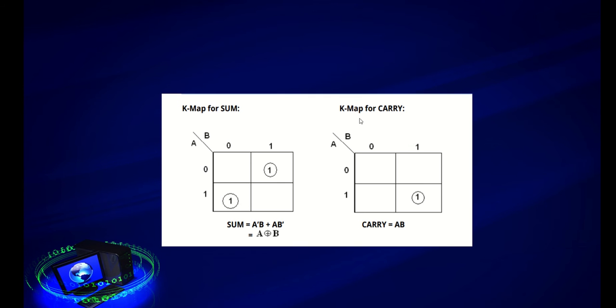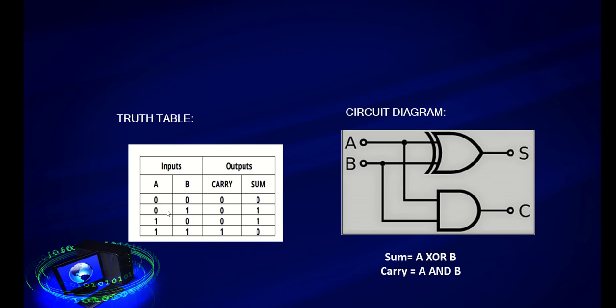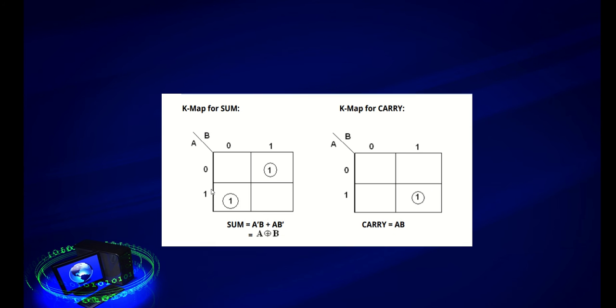The K-map for sum and K-map for carry is being given here. We know we have to perform K-map with the help of the truth table. So for sum, which inputs produce output as 1, we have to take those inputs for the K-map. 0, 1 and 1, 0 produce sum as 1 as an output. So we are taking those two inputs. 0, 1 produces 1 as an output, 1, 0 produces 1 as an output. So we are taking those two inputs for the K-map. And the Boolean expression we get is sum is equal to A XOR B.